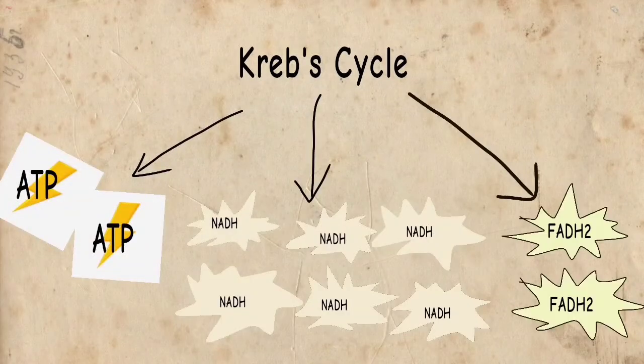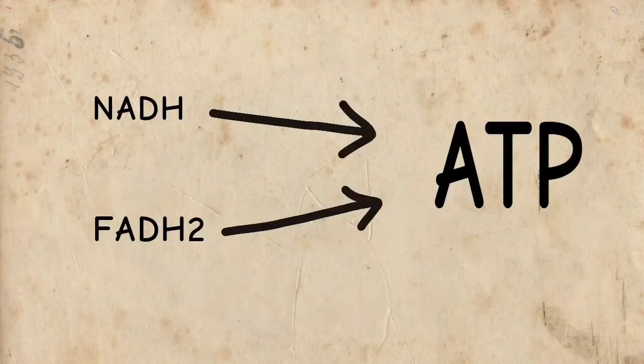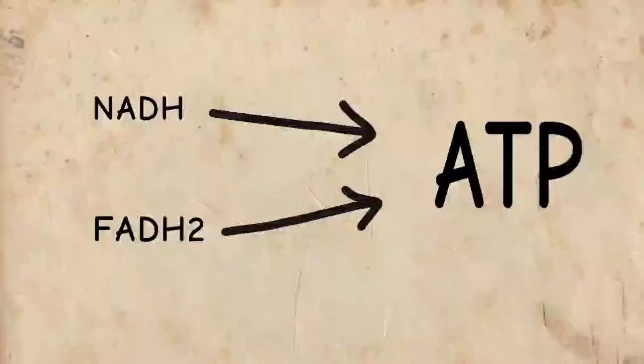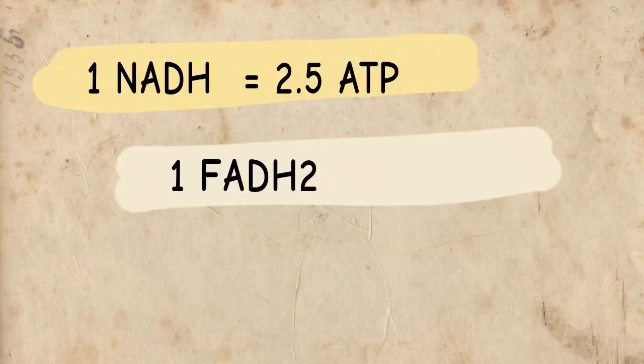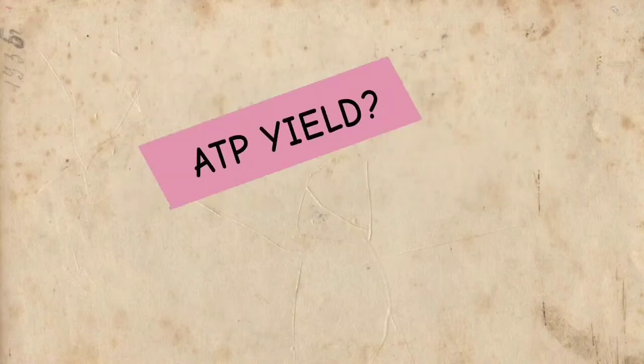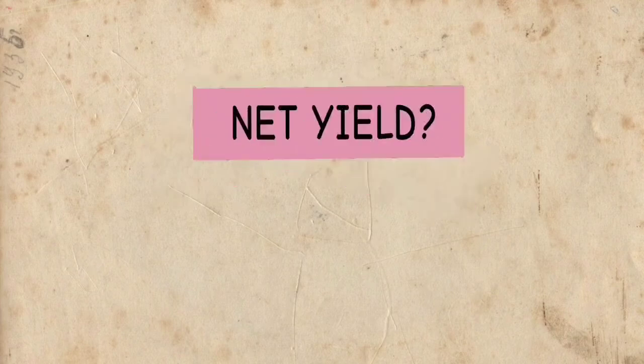NADH, and 2 FADH2. This is the conversion of the ATP produced per process. 1 NADH is converted to 2.5 ATP, and 1 FADH2 is converted to 1.5 ATP. So what is the net yield in cellular respiration?